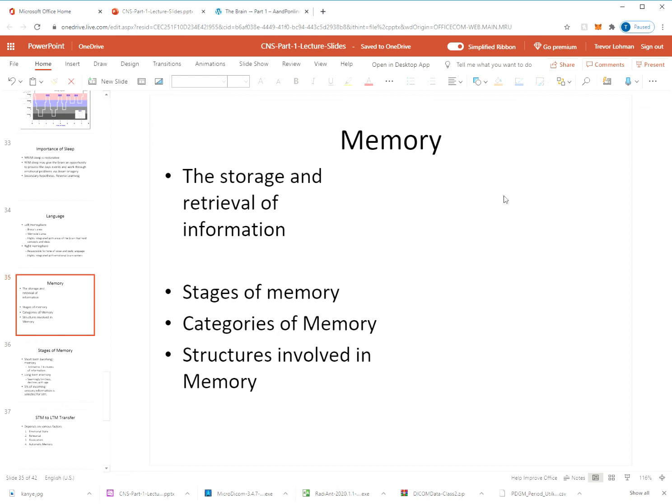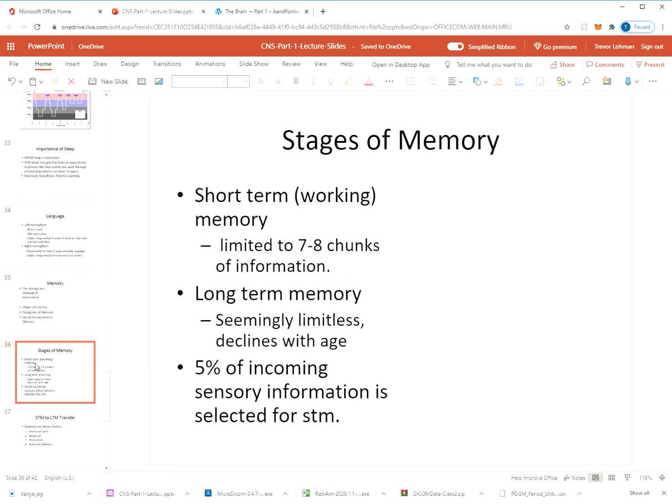Memory. We're coming to the home stretch here. Memory, to define it very simply, is the storage and retrieval of information. So we're going to talk about these things here: stages, categories, and structures.